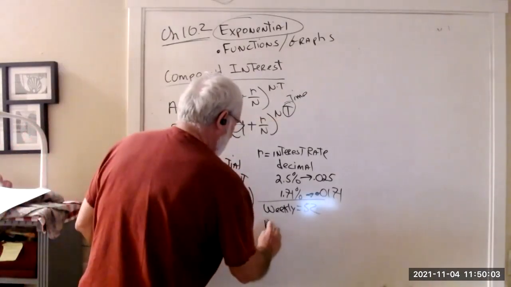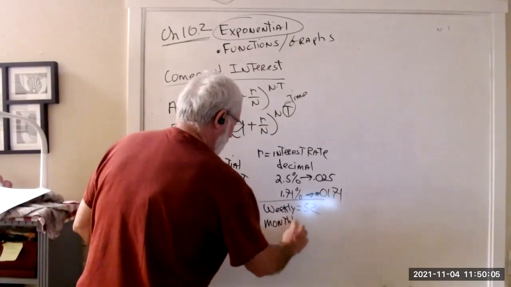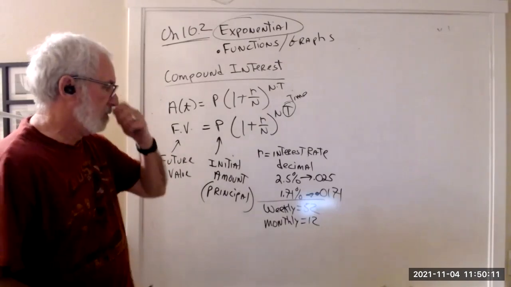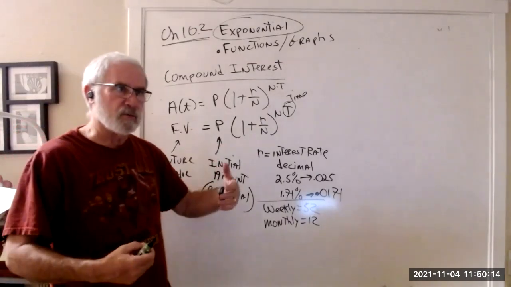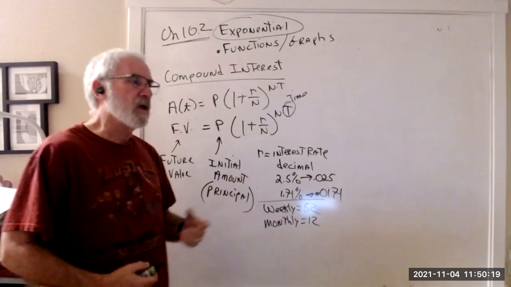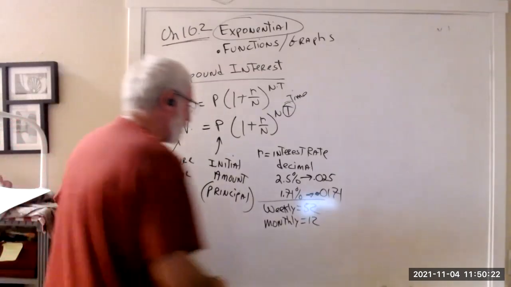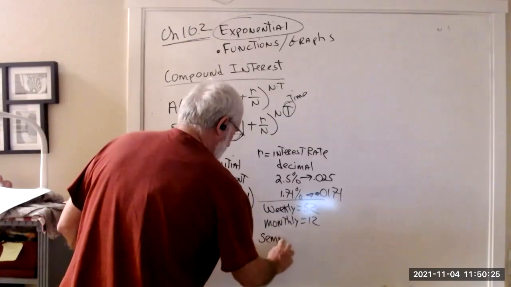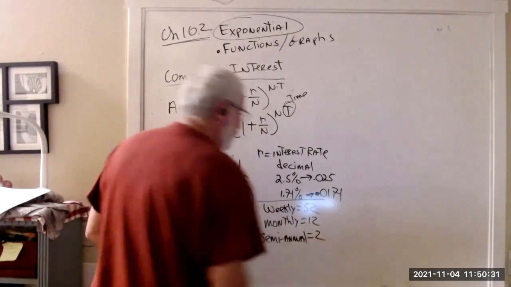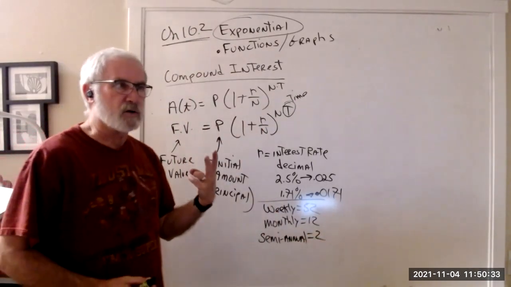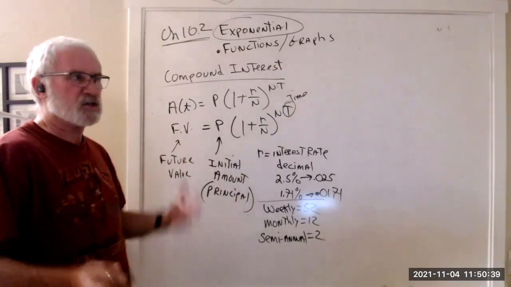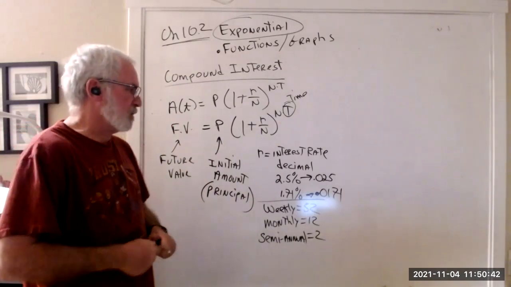If they say monthly, then N is 12. We're going to calculate this every month. So N is 12. You put 12 here, 12 here. If they said semi-annually, N is 2. Semi means twice a year. Doesn't Macy's or Nordstrom's have a semi-annual sale? So I'm saying N is 2.